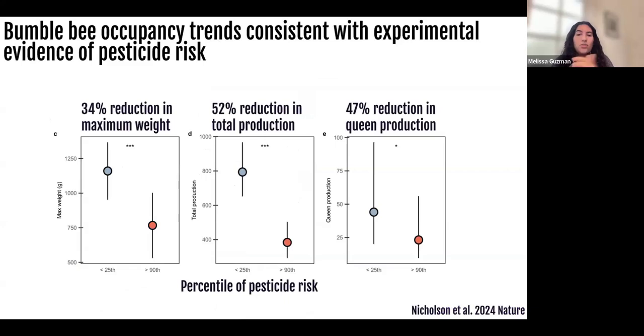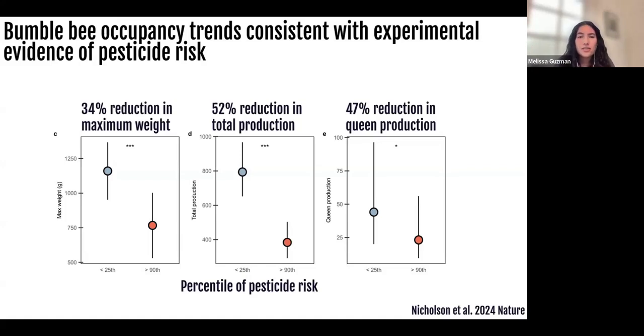And indeed, I was really happy when I saw the study by Nicholson et al. earlier this year, because they also found relatively consistent patterns. They looked at the cumulative effect of pesticide risk from all different compounds on total production of bumblebees and queen production. They found a 52% reduction in total production and a 47% reduction in queen production. So the estimates in occupancy probability are approximately in the same order of magnitude of what we would expect from experimental studies.